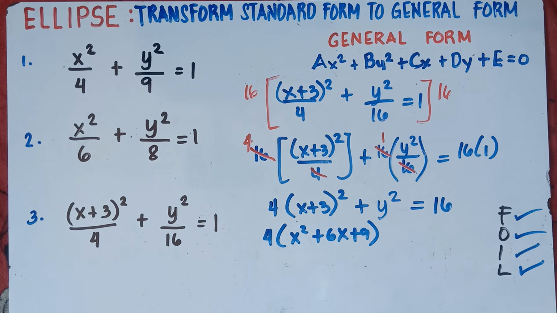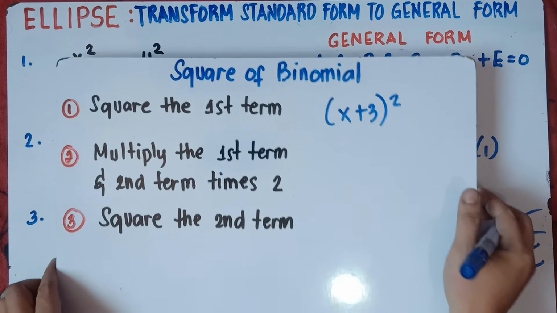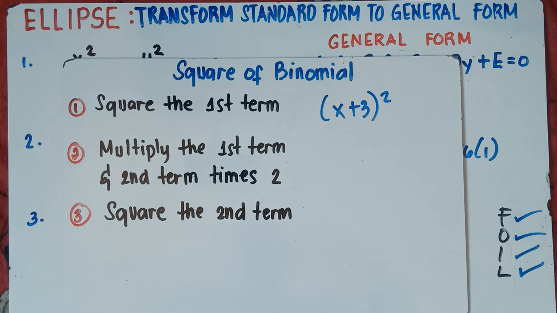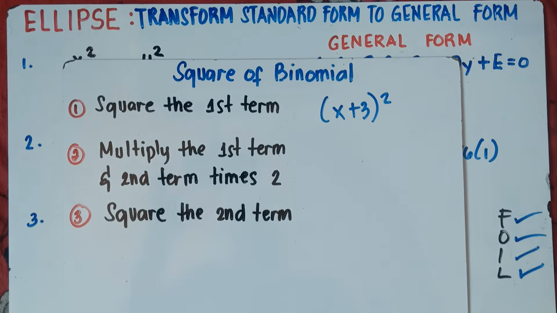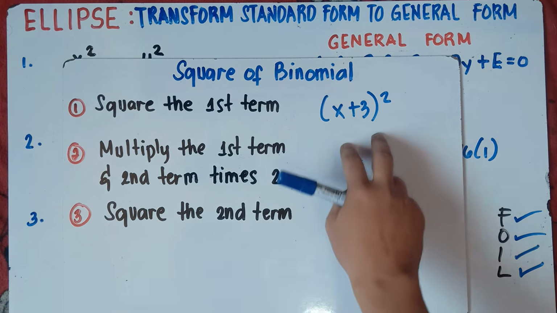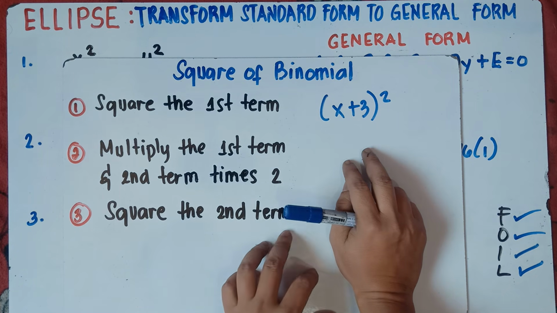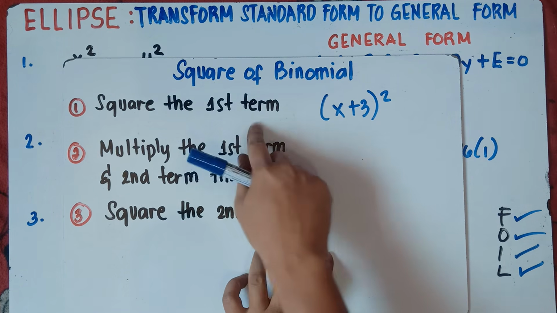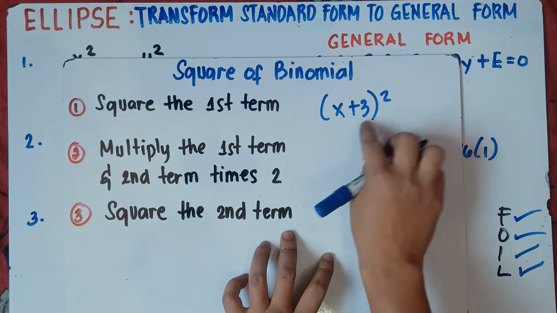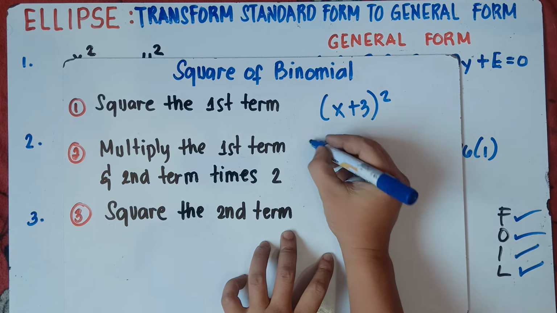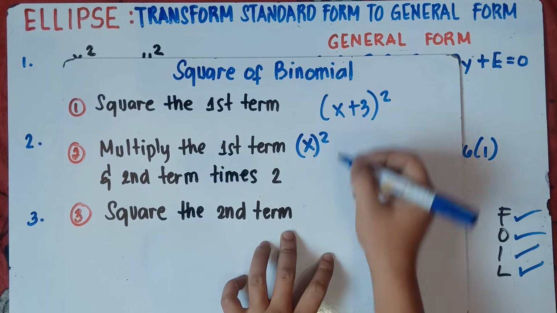Alright, let me explain the square of binomial, class. So x plus 3 quantity squared. Once again, class, if you master the square of binomial, this will be really easy for you to simplify. What's the rule in the square of binomial? What will be the procedures? First, you square the first term. So this is the first term, this is the second term, so you square the first term.